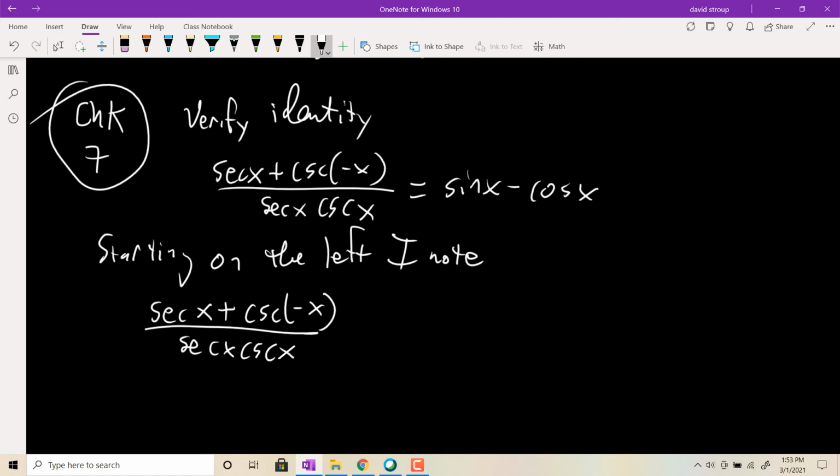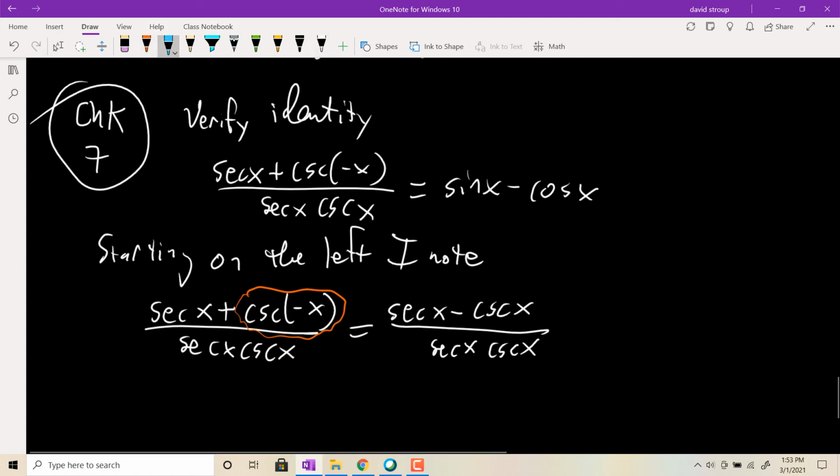I want to split this into two fractions, but first I kind of want to still deal with this critter right here using the even and odd identities. So everything is basically odd except for cosine and secant. So we can replace this with negative cosecant x. So I'll have secant x minus cosecant of x all over secant x cosecant x, and then you could take the fraction apart by butterflying it, or some people like to say fillet it, like you would fillet a fish.